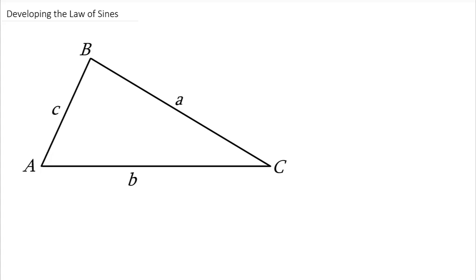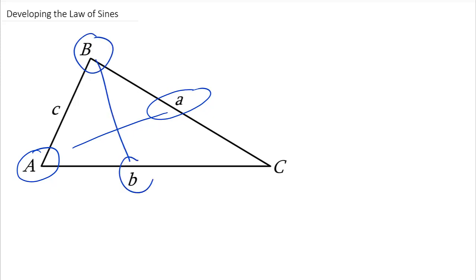In this video, we're going to talk about the development of the law of sines. But before we do, take a look at the orientation of the sample triangle that's drawn here. We see that vertex A is drawn across from the side length that's labeled a units, whatever units we're using to measure the sides in this triangle.